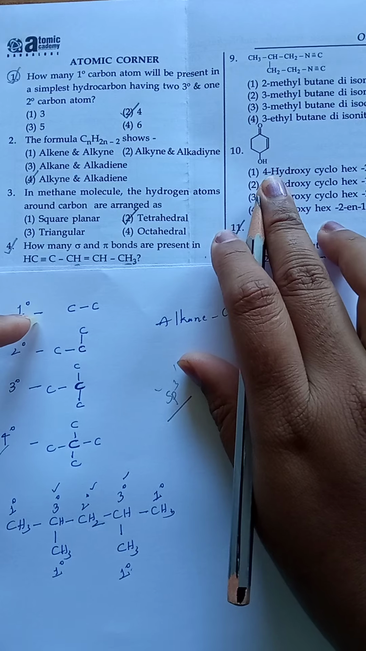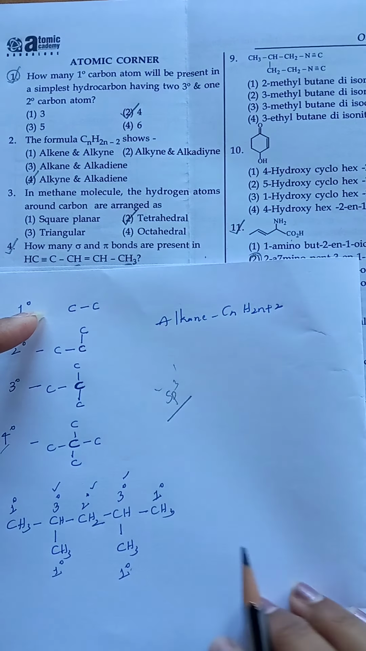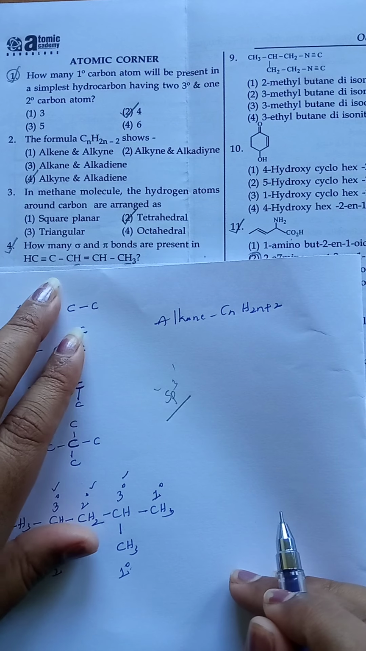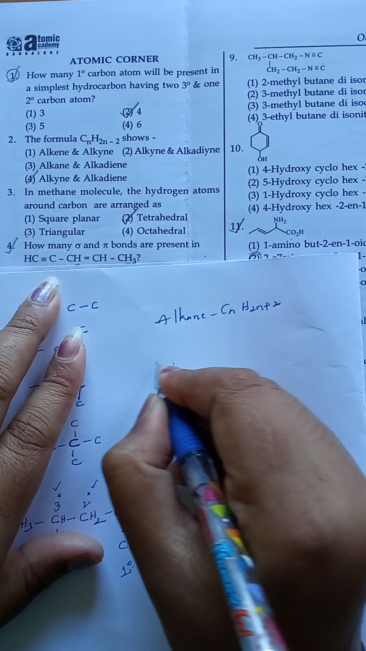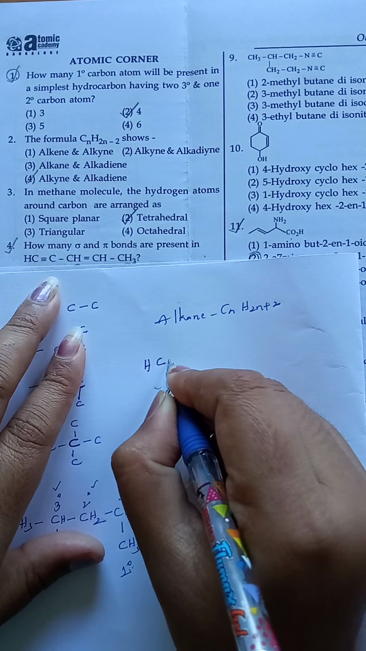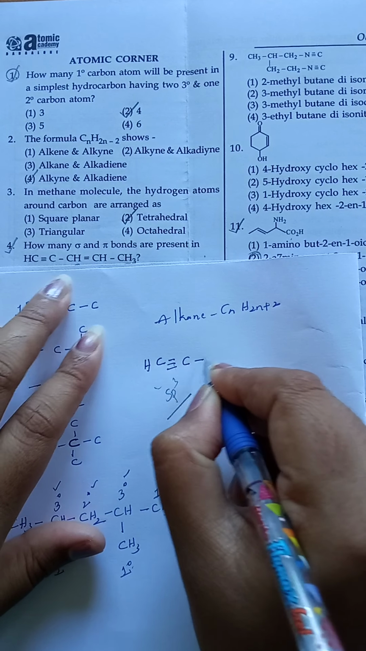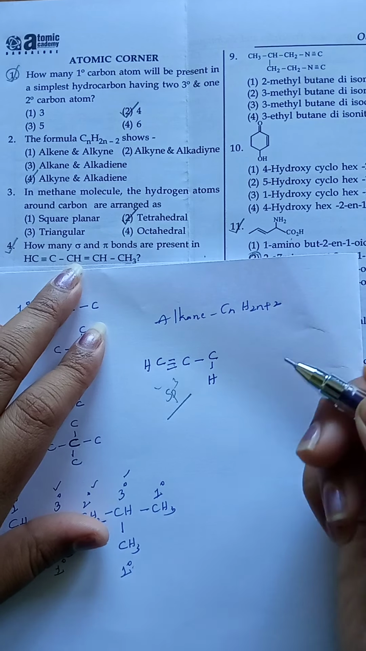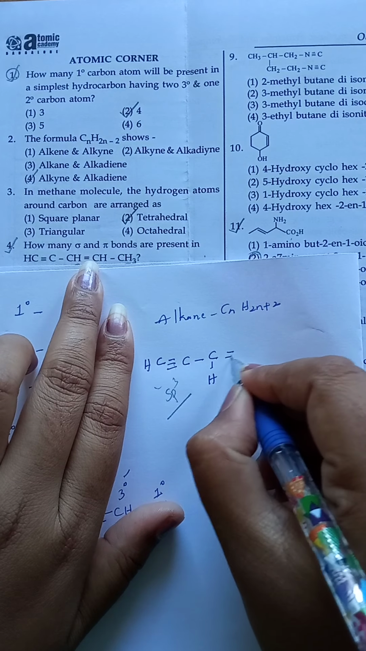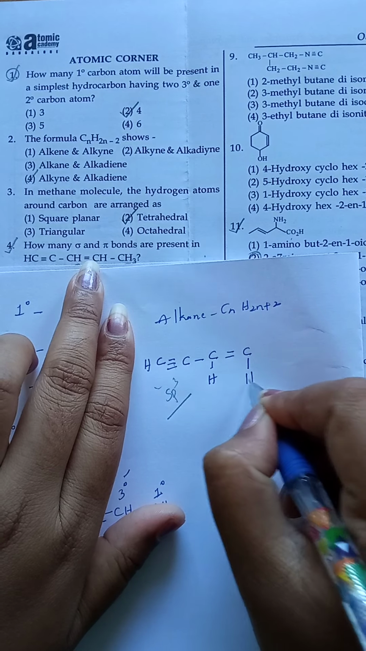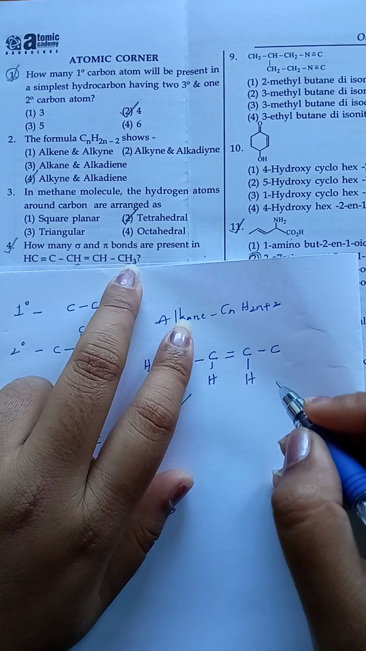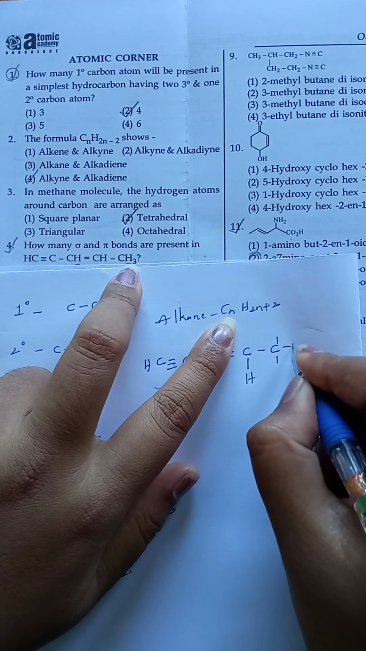Now see the next one. How many sigma and pi bonds are present in the given compound? Write down that compound and count the number of sigma bonds and pi bonds. First write the structure. CH, triple bond, C, bond, C, H. That H I am writing down here. Double bond, C, H. Again that H I am writing here. Single bond, CH3. For our convenience, I am separating all the 3 hydrogens.